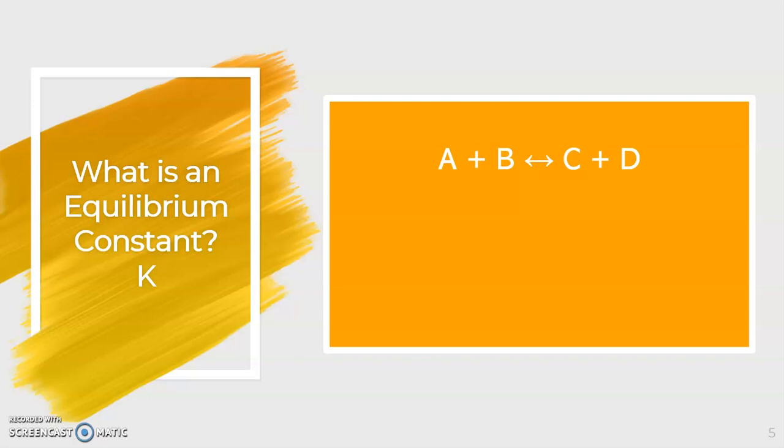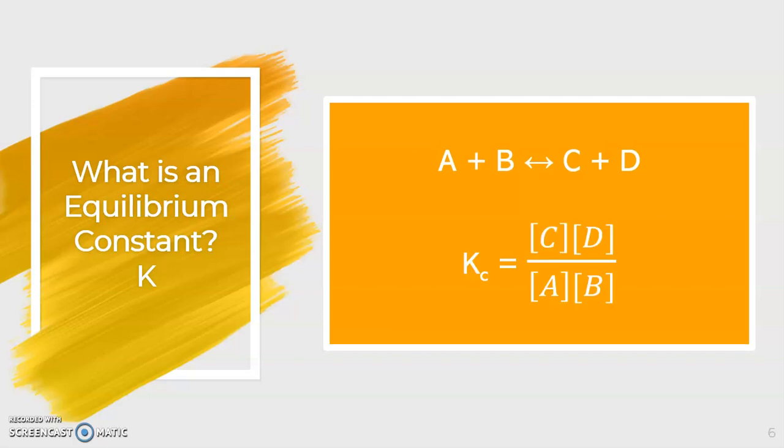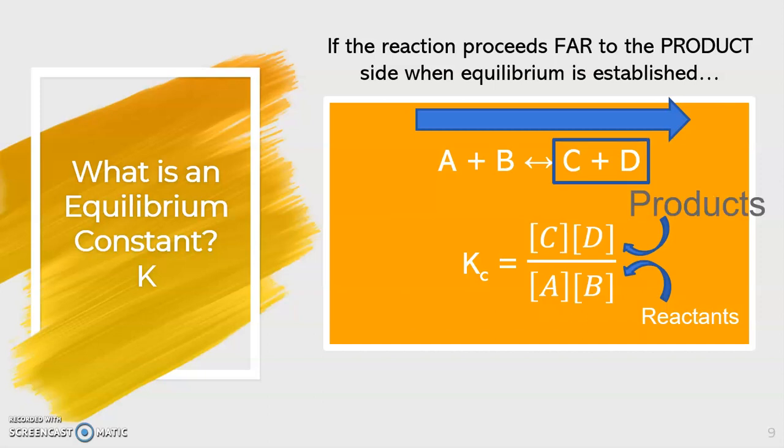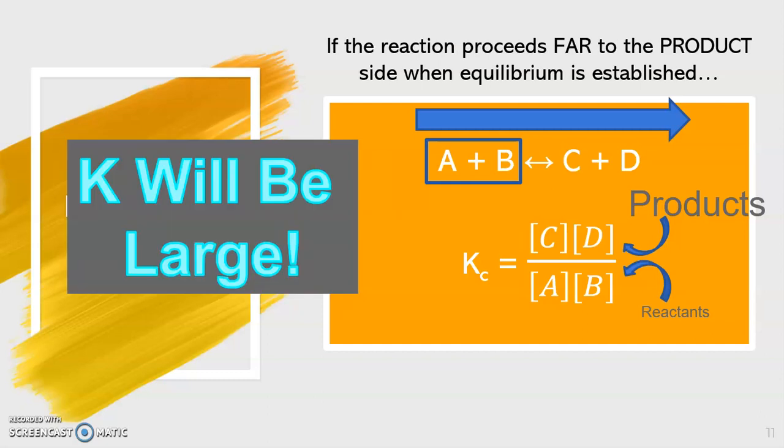Here's just a skeleton for an ordinary chemical reaction. A plus B makes C plus D. We would calculate the equilibrium constant by taking the concentration of the products divided by the concentration of the reactants. So if I would actually see that the reaction is proceeding far toward the product side, once that equilibrium is established, then I would know that I would have a ton of products, because that's the numerator, and very few reactants, since those are the denominators. Our K value, therefore, will tend to be very, very large. So large K values are indicative of reactions which proceed far to the product side.